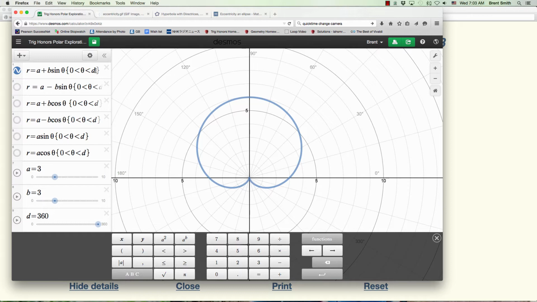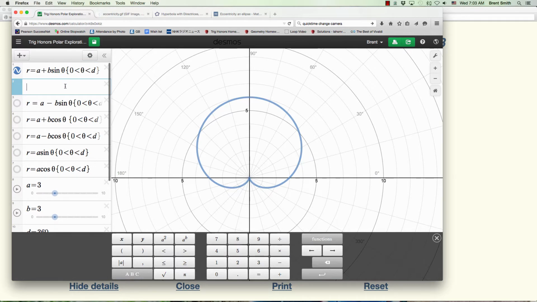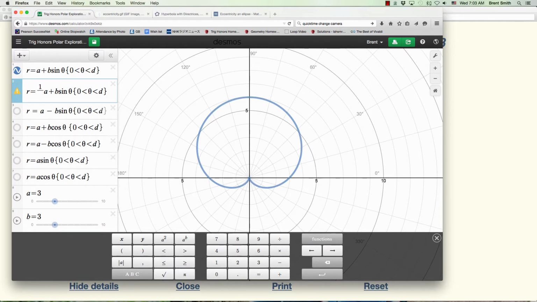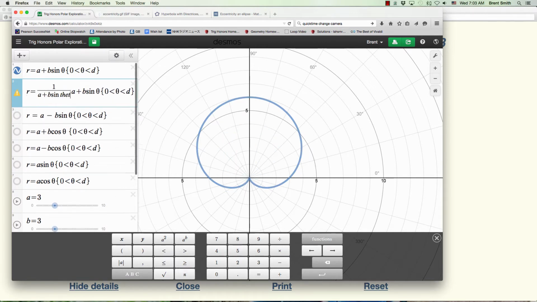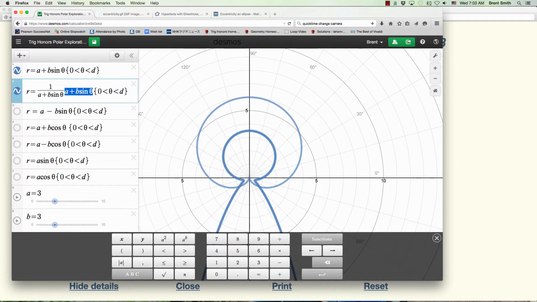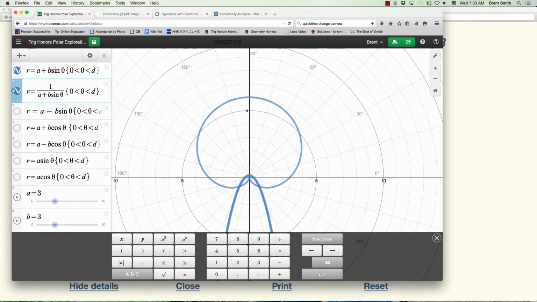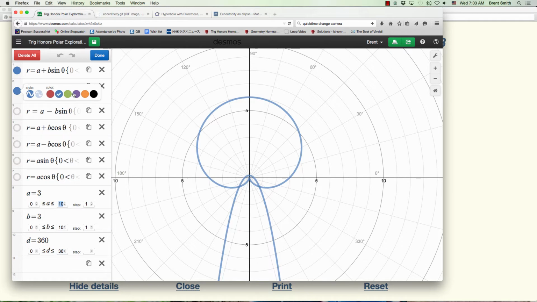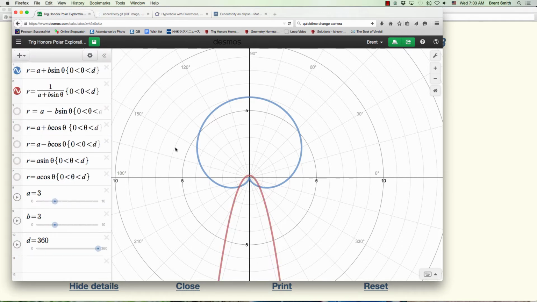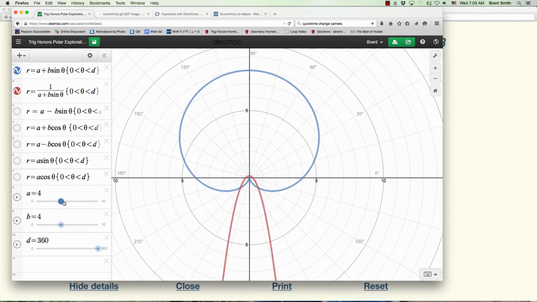So if we go to our exploration here, I'm just going to copy this, push enter, and paste. And then I'm going to do 1 over A plus B sine theta. That looks kind of funky. That's pretty cool. So now I've got these two reciprocal functions. These are both blue, which is kind of annoying, so you can click Edit and change the color to red. Done. So we see here, when I have this cardioid, the eccentricity is 1 right now. Why? Because A and B are exactly the same. If A and B are the same, no matter what, it's going to be a parabola.